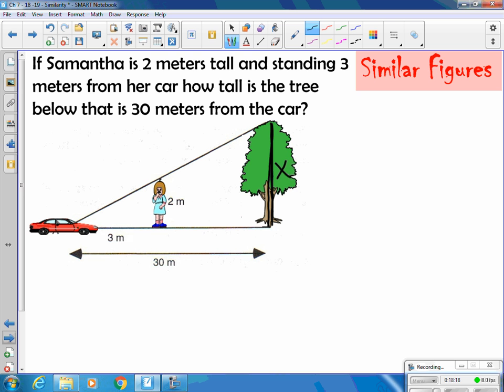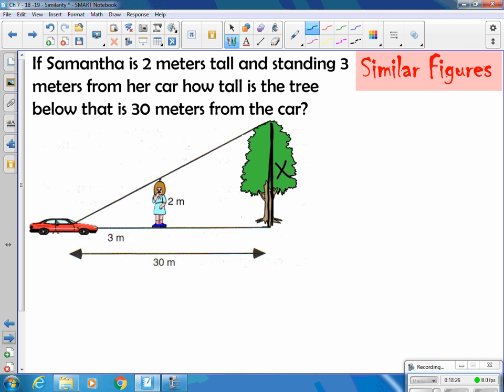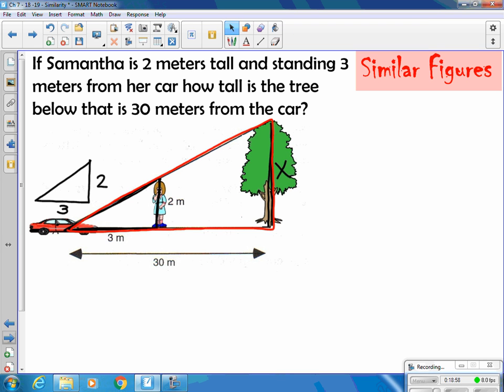Okay. Well, if I go back to this problem, I remember that I have to compare similar shapes. So let's see if I have 2 shapes in here that I can see. Oh, wait a minute. I think I see a triangle here. I have the small triangle, which would deal with Samantha and her distance from the car. Then I also believe I have a large triangle here that will deal with the tree and the tree's distance from the car. So you know what? Let's separate them. We have our small triangle here. Samantha is 2 meters tall. She is 3 meters from the car. We have our larger triangle. We don't know the height of the tree, but we know that the tree is 30 meters from the car. I believe now we can set up and solve a proportion.